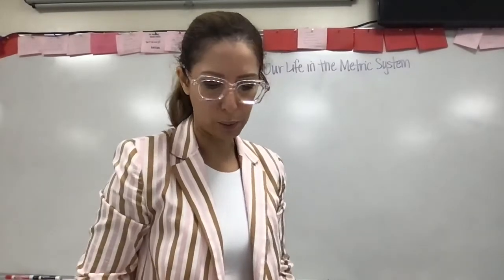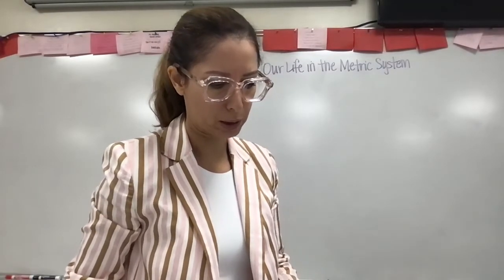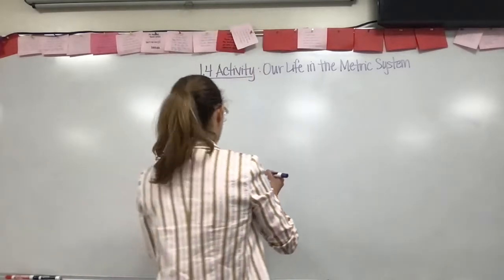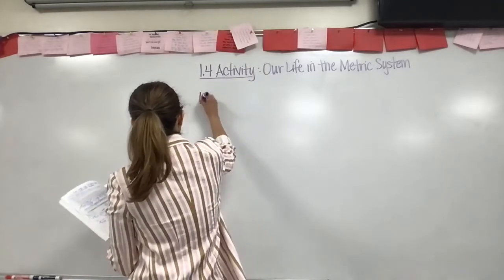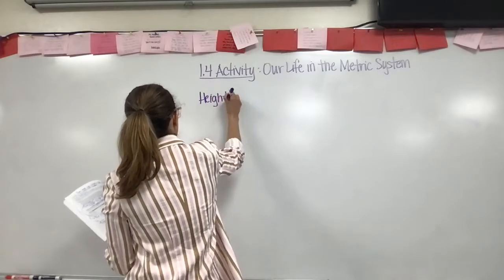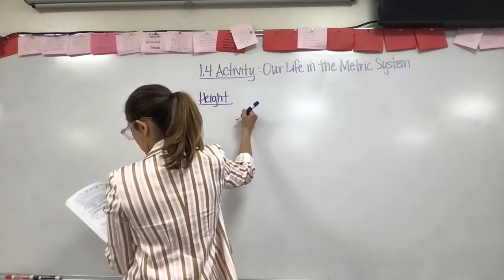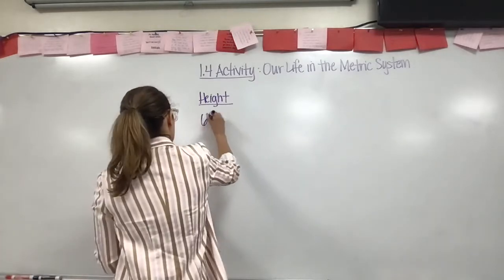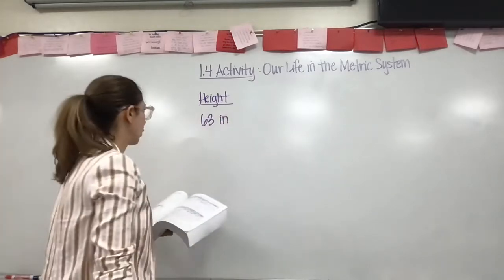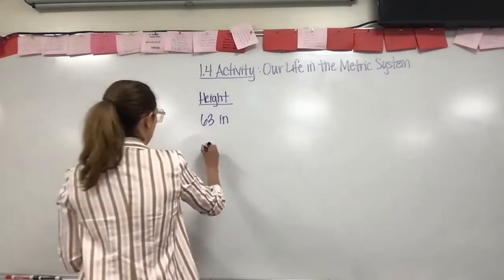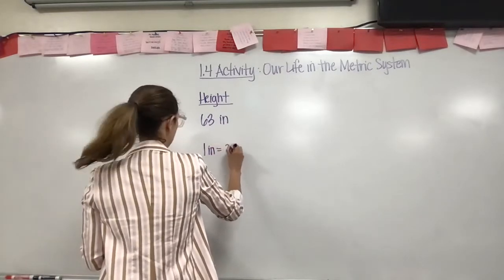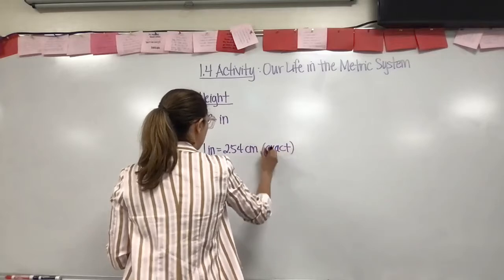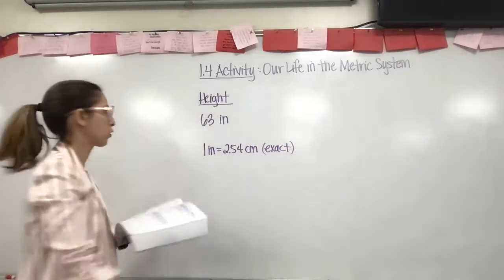Okay, if you take a look at the 1.4 activity, our life in the metric system, we're starting out with my height, whatever your height is. So for instance, if you're going to use a height of 63 inches, just as an example, okay? If we're going to be converting inches into centimeters, you know that 1 inch equals 2.54 centimeters, and this is exact. So you can use this to get that conversion done.